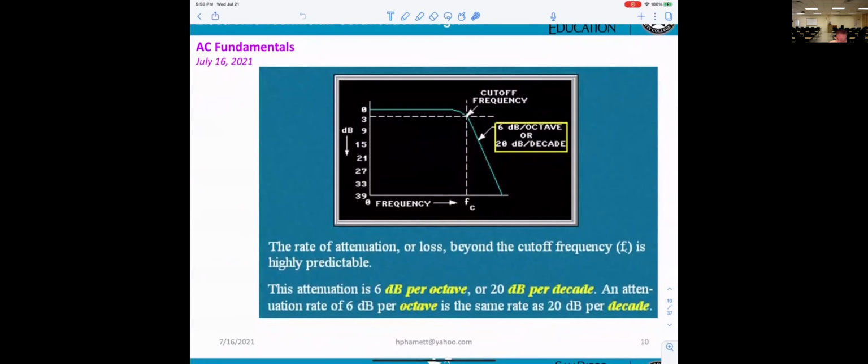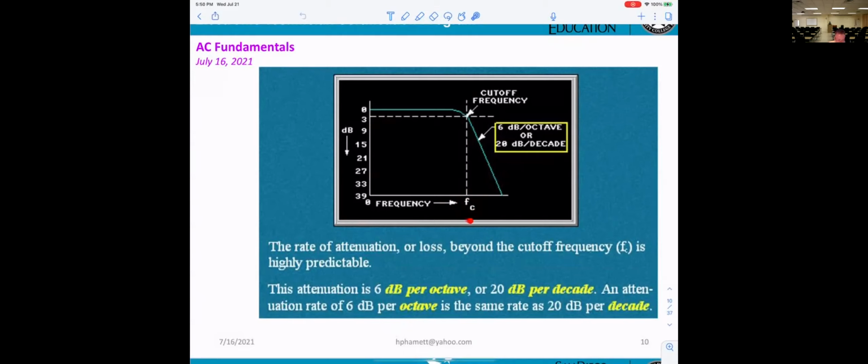Okay, and the rate of attenuation above the cutoff frequency is highly predictable. This attenuation is 6 dB per octave or 20 dB per decade. Okay, and an attenuation rate of 6 dB per octave is the same as 20 dB per decade. That means when you increase the frequency beyond cutoff 10 times, the output will be going down 20 dB.